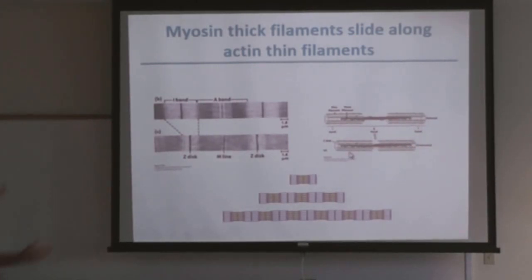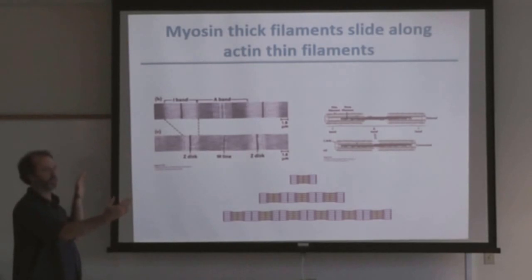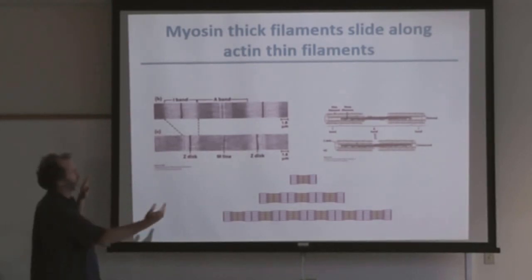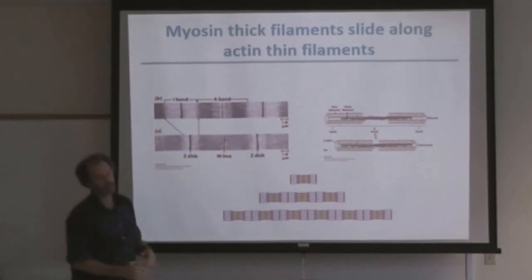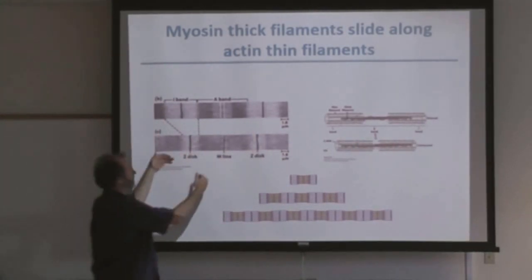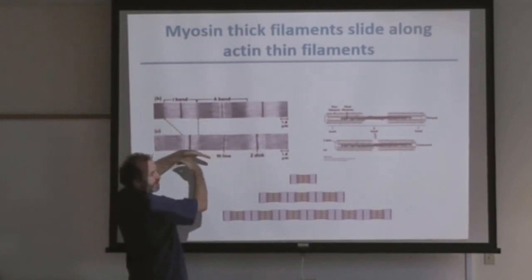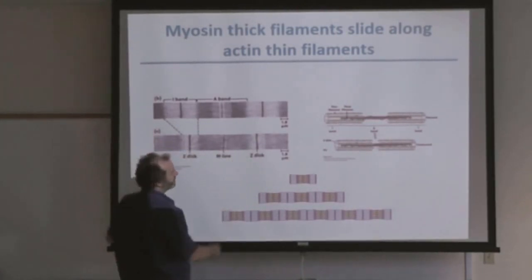But basically, what's this model? Somebody told me about it the other day. Yeah, the sliding filament model, where the filaments slide along each other. So nothing is actually getting shorter or longer. The filaments just slide past each other and then will come back.